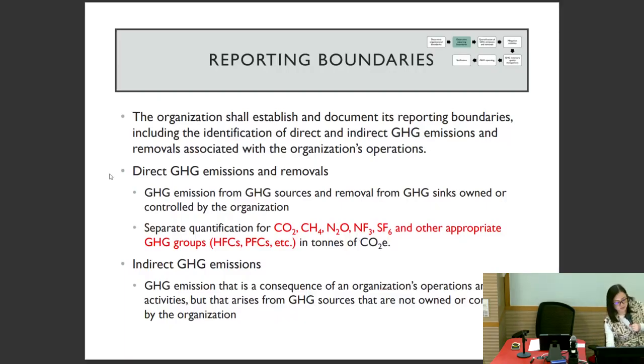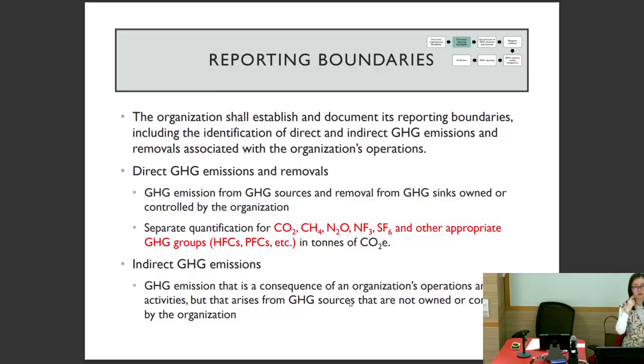Apart from direct emissions, you also have indirect greenhouse gas emissions. These are the greenhouse gas emissions that are a consequence of an organization's operations and activities, so they are due to the activities of that organization, but they arise from greenhouse gas sources that are not owned or controlled by the organization. So the source is not controlled by the organization.